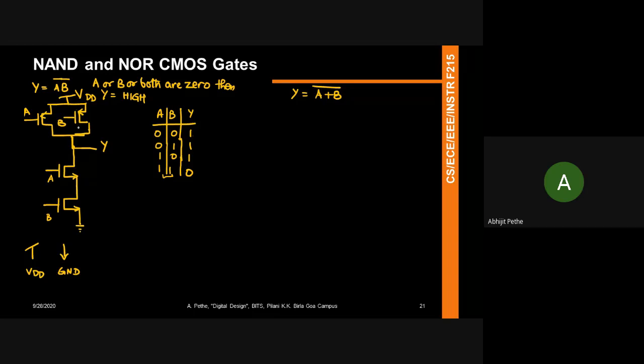Which means I need to create short paths between Y and the supply, VDD. So how do I do it? The supply should be shorted to Y if either A is 0 or B is 0 or both of them are 0. So I connect PMOS transistors in parallel, such that if A is 0, this PMOS transistor turns on and conducts current, and Y gets pulled to VDD through this PMOS. Or if B is 0, this PMOS pulls Y to VDD. Or if both are 0, both transistors work in tandem to pull that node to VDD.